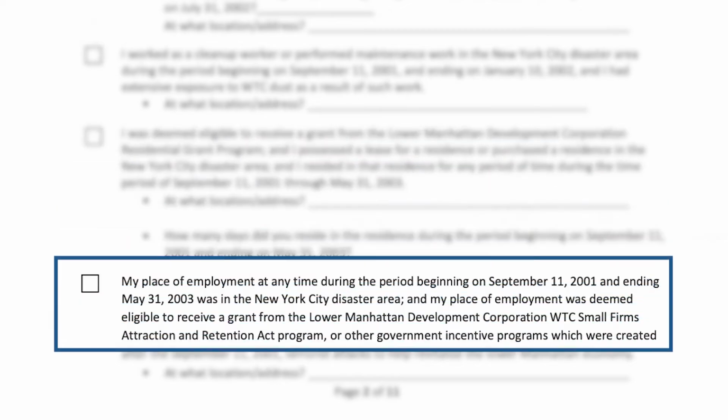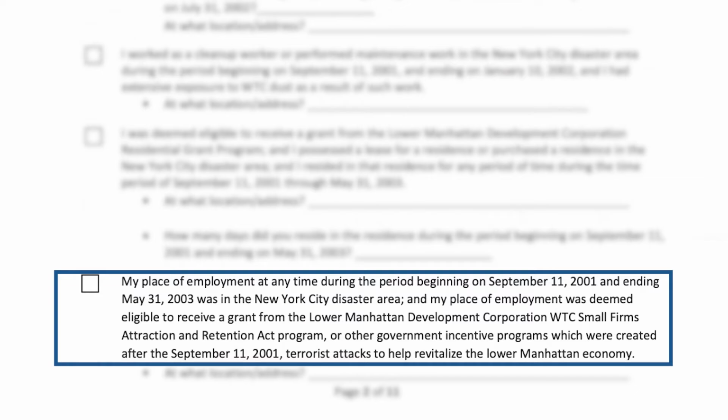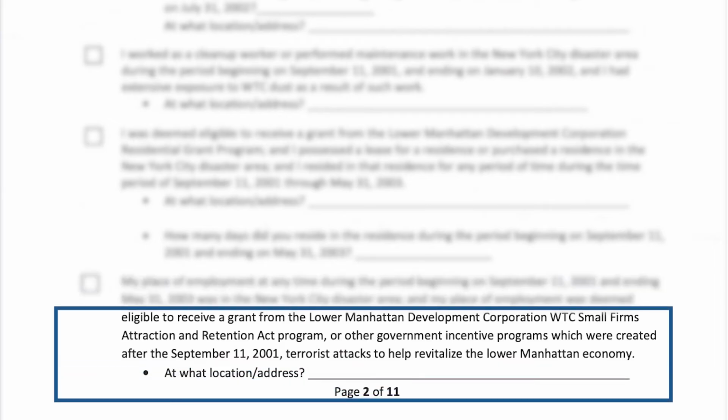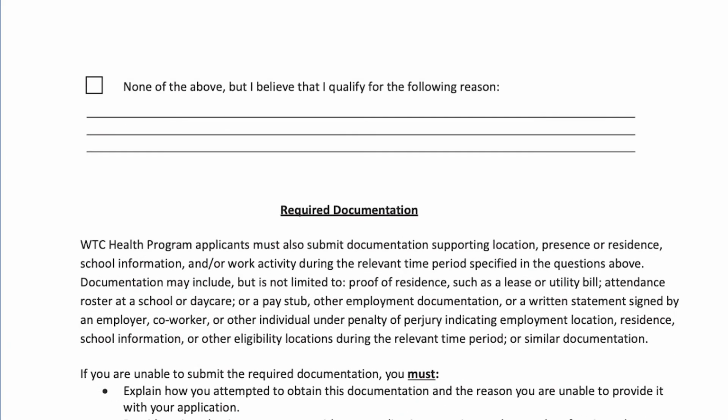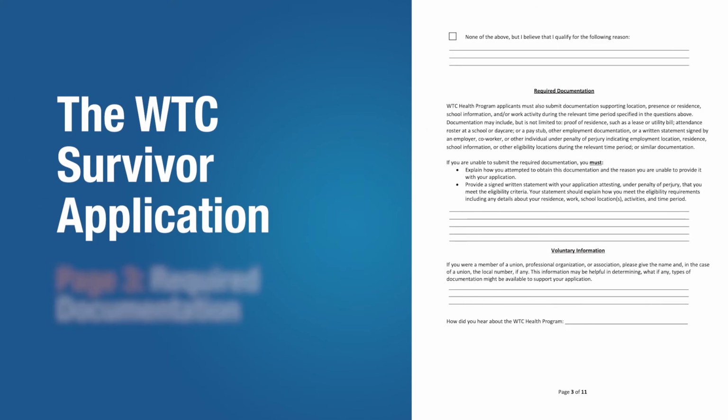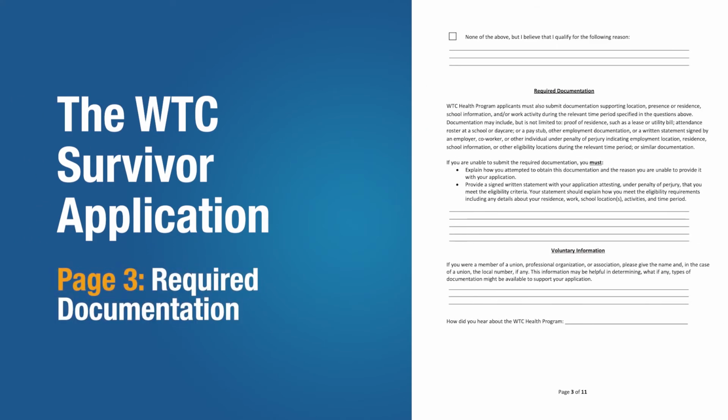Check the next box if you worked for a company in the disaster area that was deemed eligible to receive grant money from the LMDC or other government programs to help revitalize Lower Manhattan after September 11th. Insert the address of the company. If you are not able to check any of the boxes above, but still believe that you qualify, check the box and write your reason in the space provided.